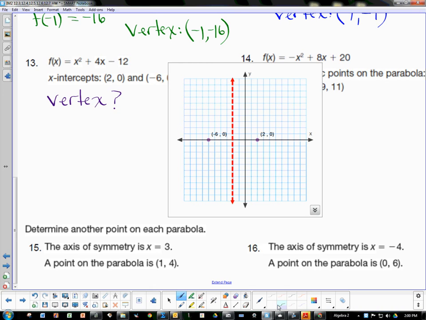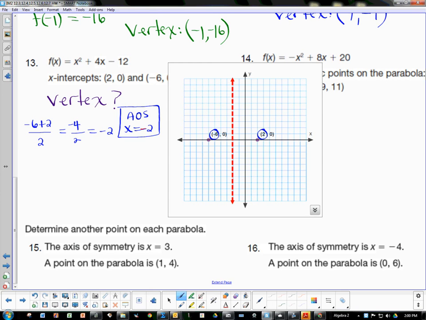What we could do to find out what this axis of symmetry is, it's x equals -2, which you can take. Let's add these together. That's -6 plus 2, and then cut them in half to find the midway point. It's going to be -4 over 2. That happens to be -2. So x equals -2 is my axis of symmetry. Okay, and that's a negative. Keep that in mind. It's a -2.